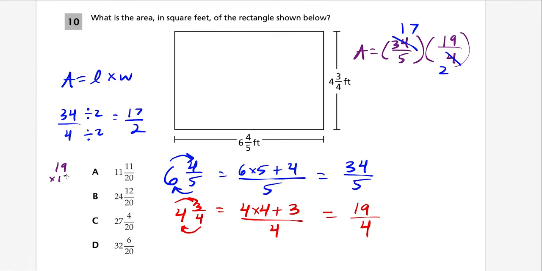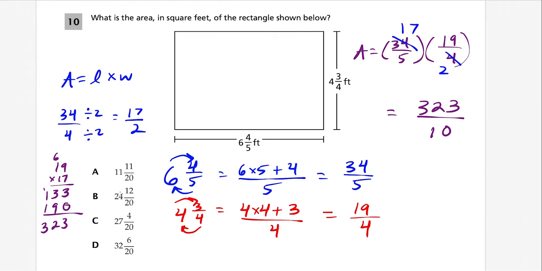19 times 17. And we're doing long multiplication. 7 times 9 is 63. We carry the 6. 7 times 1 is 7, plus 6 is 13. And now we're multiplying by 1. That should be easy. 1 times 9 and 1 times 1. So we do 3 plus 0. And then we have 3 plus 9 is 12. Carry the 1. So we have 323 in our numerator. And we have 323 over 5 times 2 is 10. So now if we're writing this as a decimal, this would be 32.3.